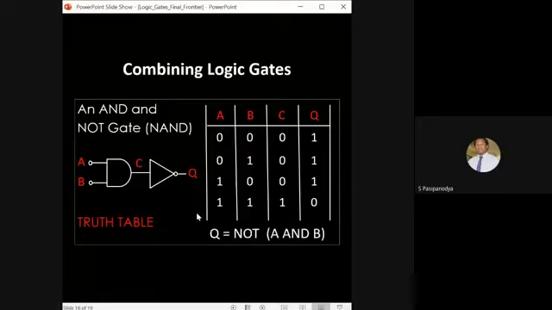So basically, when we're looking at the output of Q, Q is the NOT of A and B. The result that we get by looking at A and B, the opposite of that result is your Q. So Q is not A and B. 1 is not 0 and 0. 1 is not 0 and 1. 1 is not 1 and 0. 0 is not 1 and 1. Does that make sense? Yes, sir.